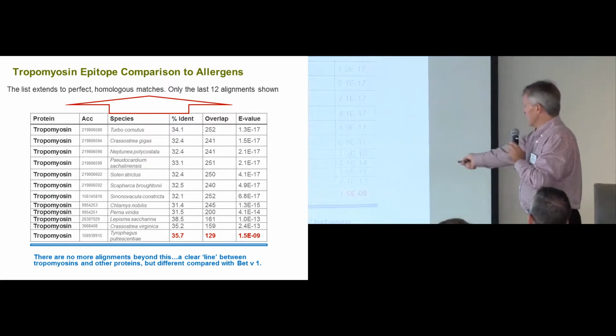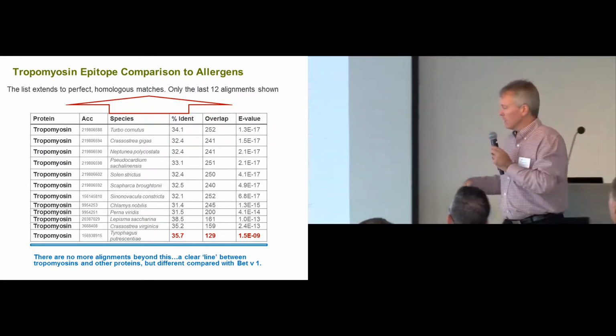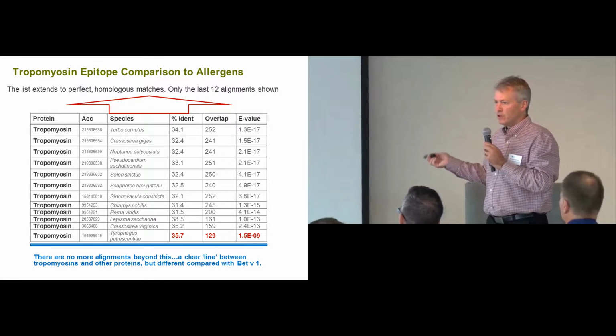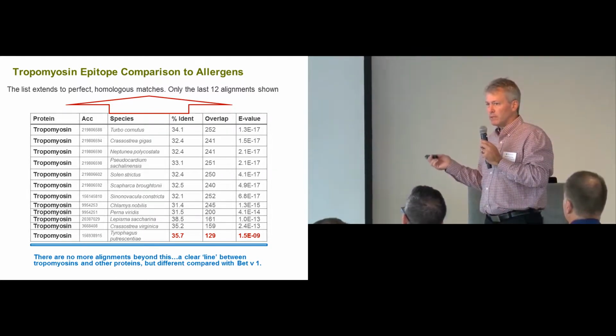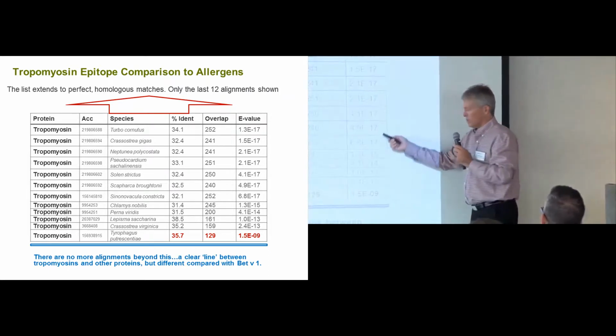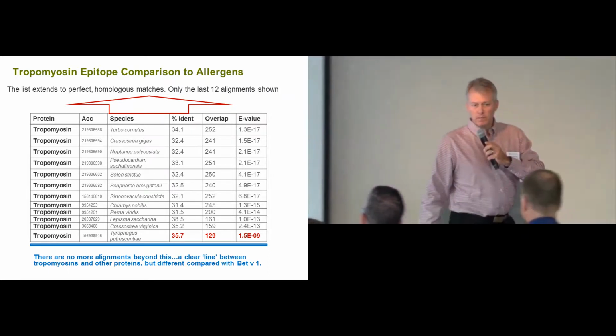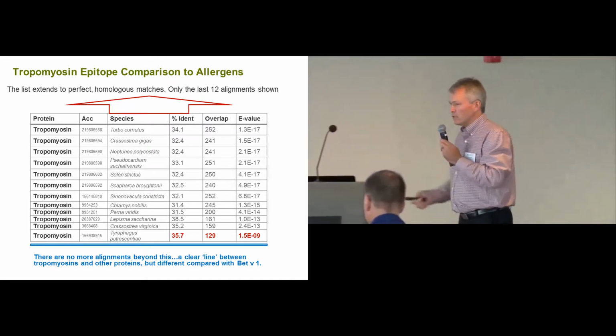And there's a clean break here, and I actually don't see any other proteins. So only tropomyosins show up when I use the tropomyosin epitopes, and the E-value is shifted much lower than the -3 exponent that you just saw for the Bet V1. And that's what you might expect.